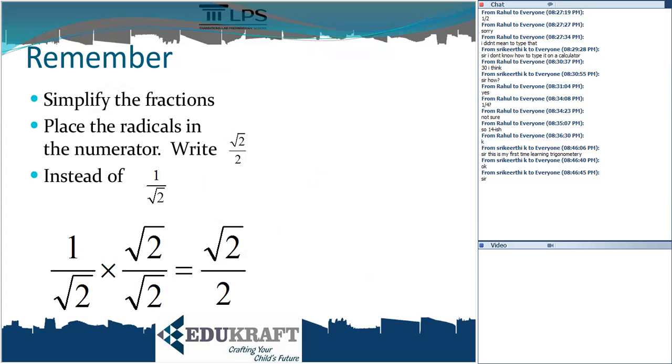Some of the fractions here I have simplified. This process that I have done here is called the rationalization of the denominator. We normally don't keep root 2 in the denominator. So what I did is I rationalized it, multiplying and dividing by root 2. So what I would get is root 2 upon 2, because 1 into root 2 is root 2 and root 2 into root 2 is 2.